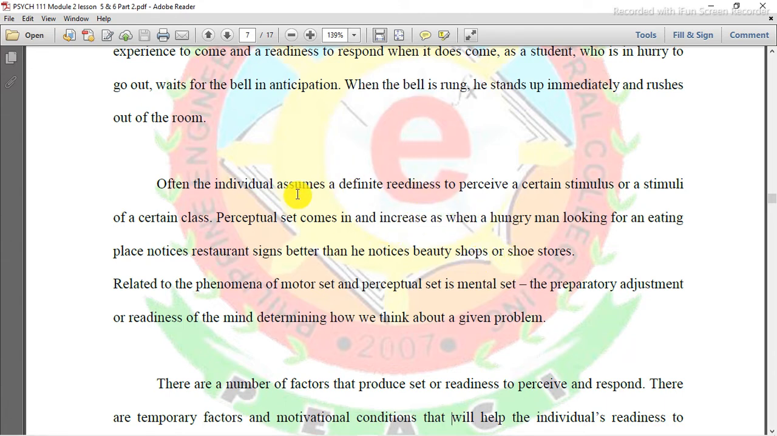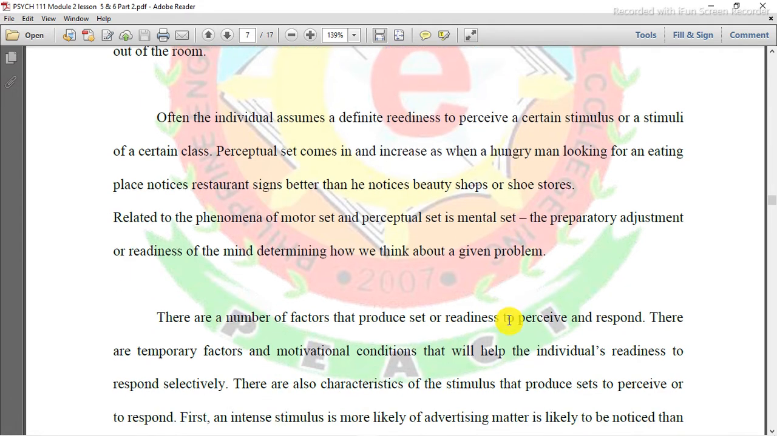Kung ano yung nakaka-base yung readiness ng isang tao. Example, kung gutom ka, of course yung makakatch talaga na attention mo pag gutom yung isang tao is hindi beauty shop or parlors, maybe restaurant or pagkain. Okay, this is one way na dito nagre-react yung motor set natin or mental set pag gutom tayo. Depende sa sitwasyon natin. Okay?